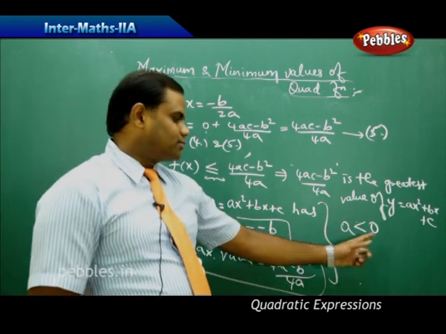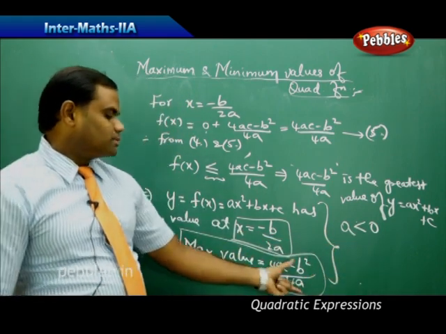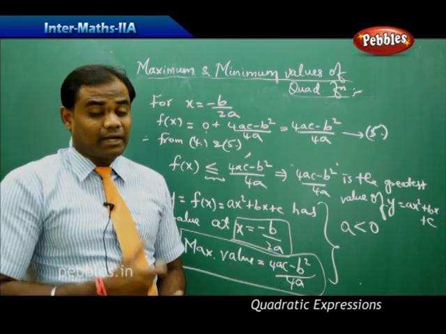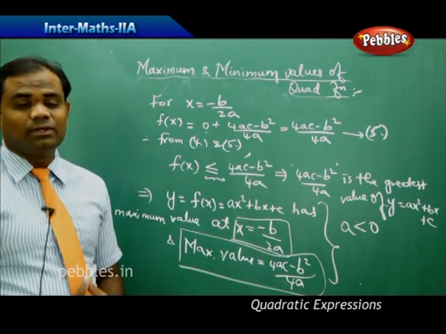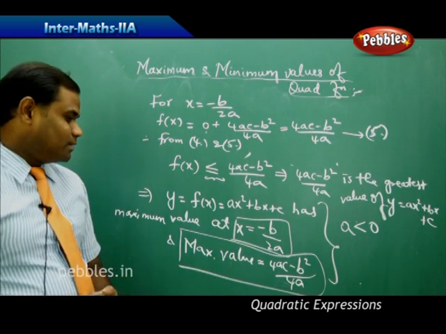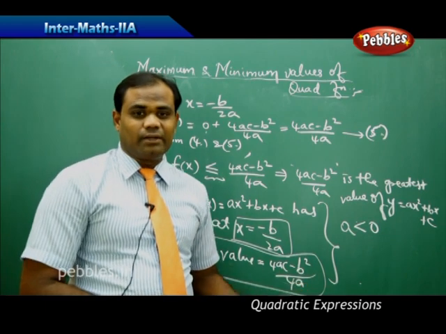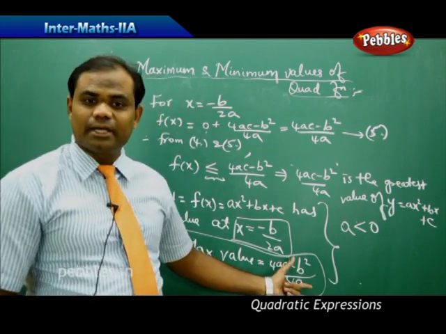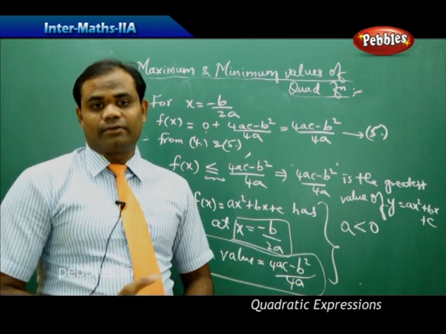When a is less than 0, I get the maximum value, which is this, a maximum at this point, and when a is greater than 0, I get the minimum value, and then the minimum at this point. Now, interestingly, there is a very interesting question out there, which says: how can the maximum value and the minimum value be the same though a is differing?